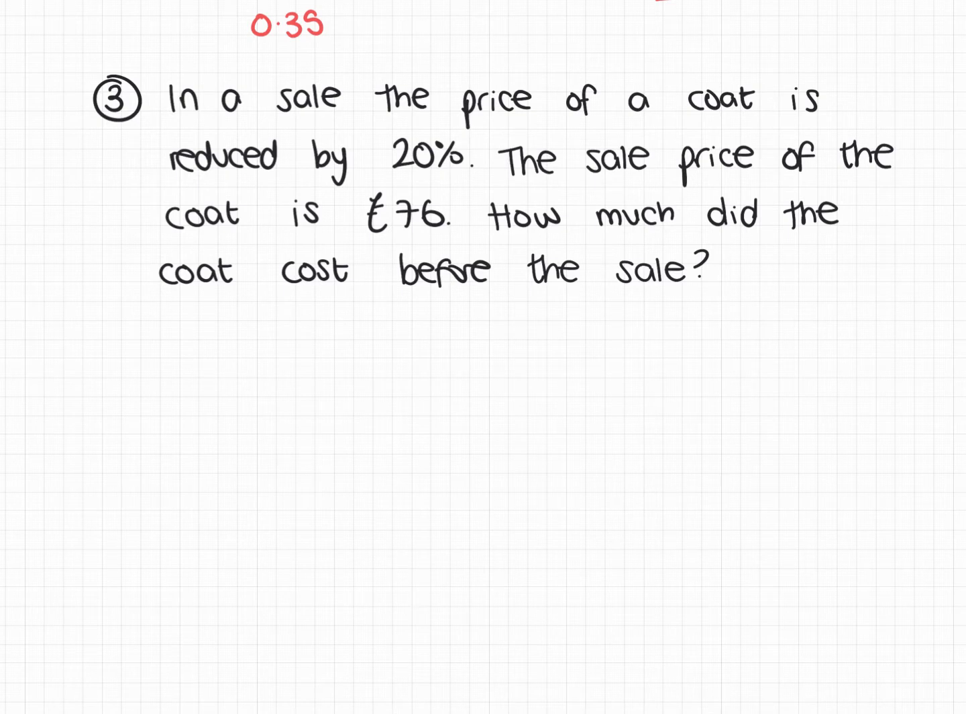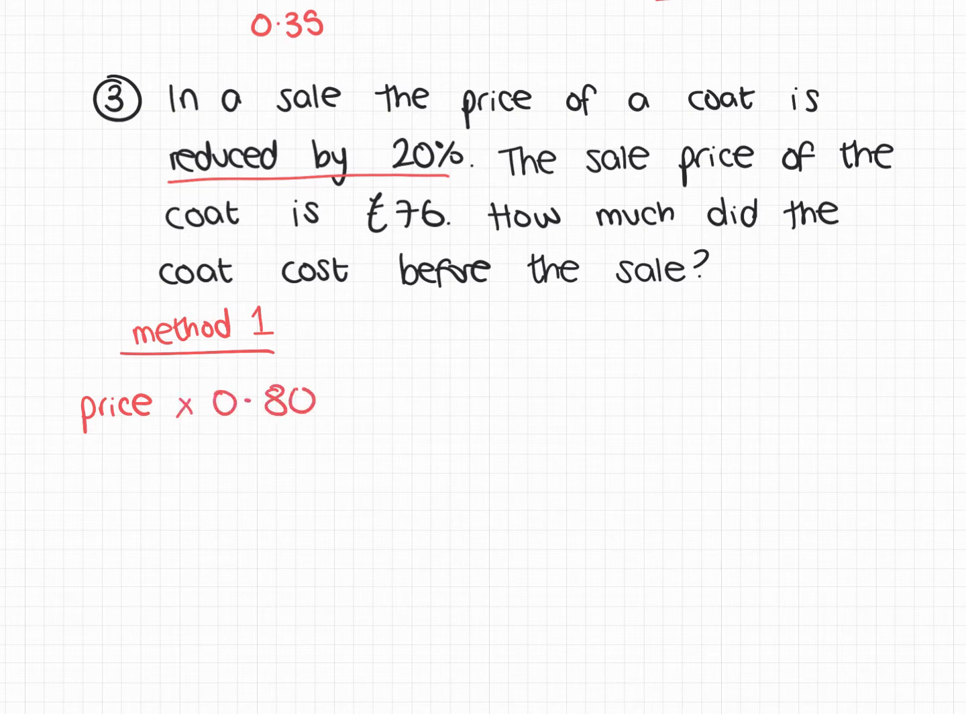Now there's two ways of working this out. You can either do it just thinking about what you would do. So if you knew the cost of the coat, the price, if it was then being reduced by 20%, if you take 20% off something, you've got 80% left. So you want to work out 80% of the price. So you're going to times it by 0.8 or 0.80. And that will give you the sale price, which is 76.